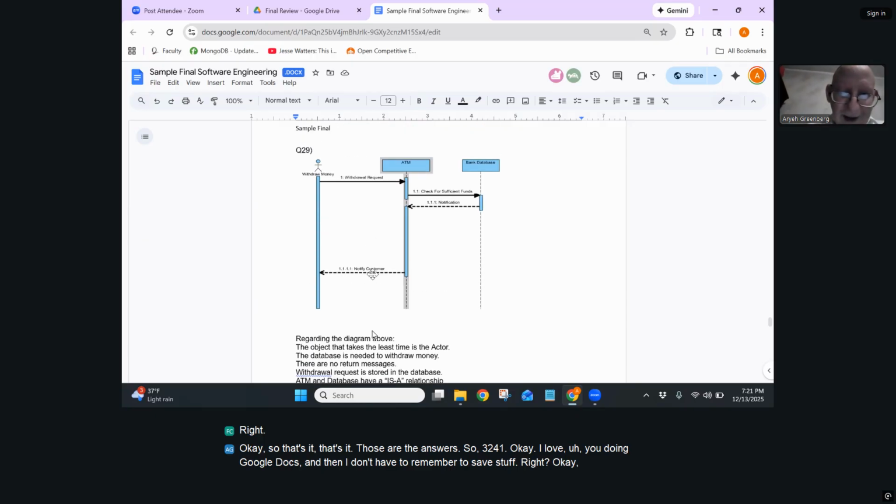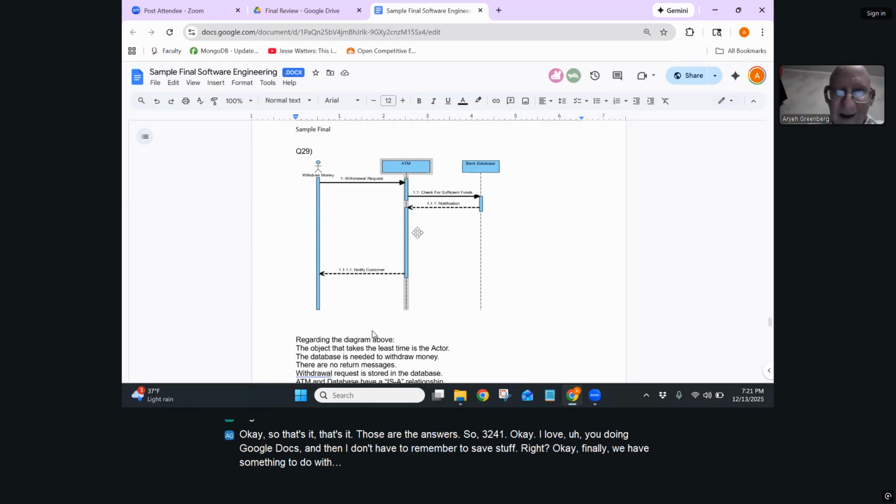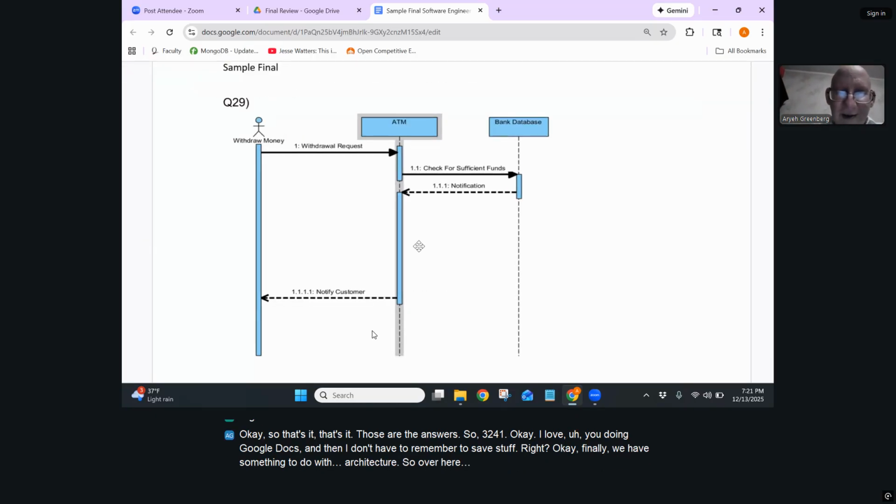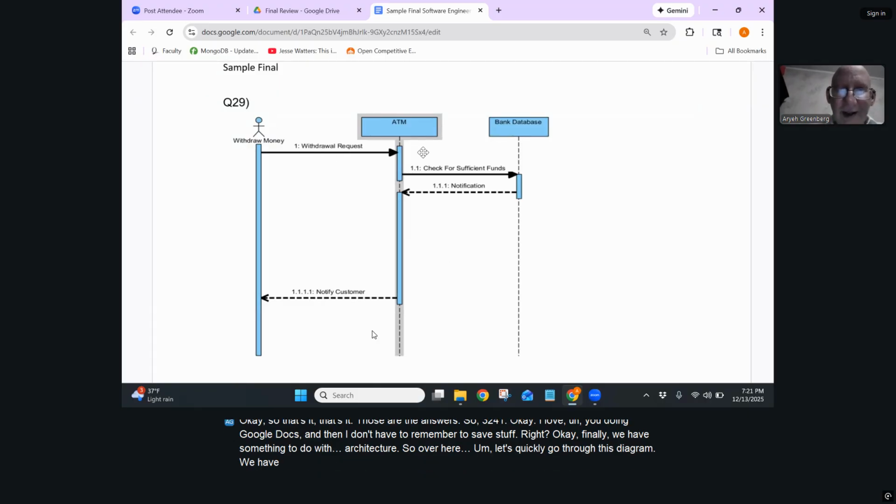Okay, finally we have something to do with architecture. So over here, let's quickly go through this diagram. We have somebody withdrawing money. They ask the ATM. The ATM asks the bank database. By the way, what type of diagram is this? Is this a sequence diagram?